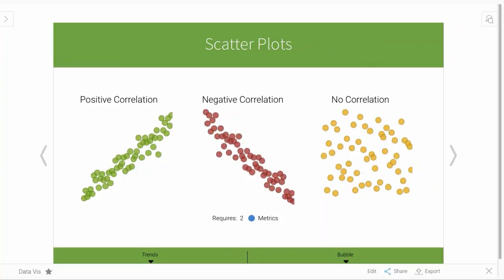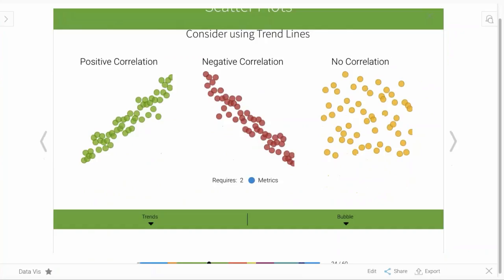So the next chart type we'll look at is the scatter plot. Scatter plots are great for showing relationships, so how one variable is affected by another variable. To build them, you do require at least two metrics. Scatter plots are great for uncovering correlations, positive, negative, or perhaps there's no correlation, which tells us something. And it's also very good for identifying clusters and outliers as well.